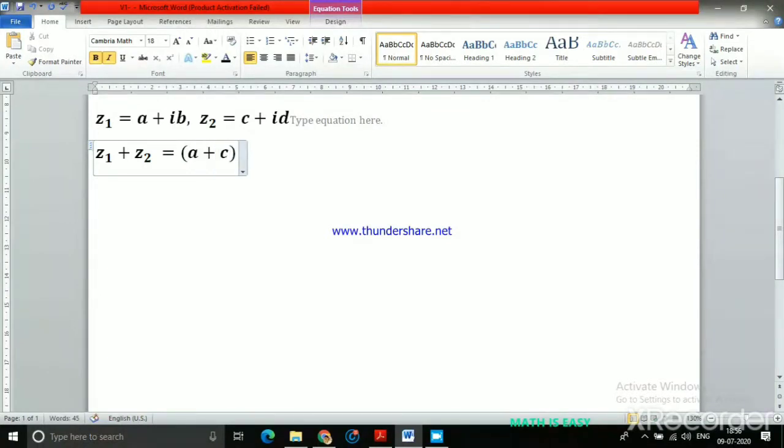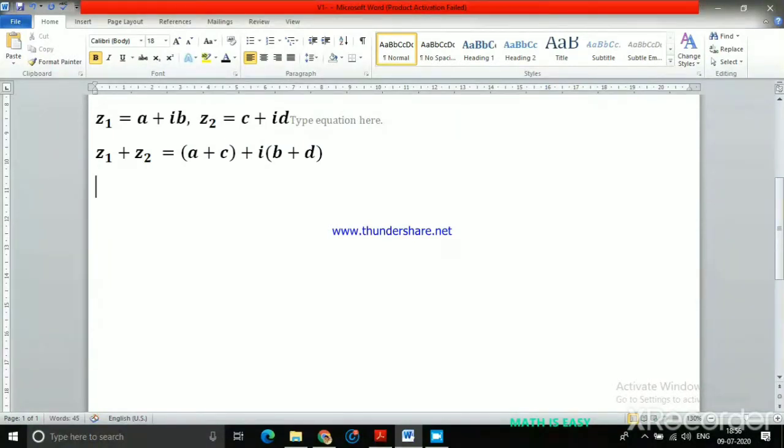You will add only the x variable. You add only the y variable. You cannot add x and y variables, right? So similarly here real parts will be added and imaginary parts will be added. Here you will get ib plus id. So I will take i common. You will get it as b plus d. That's it. This is the addition of two complex numbers.